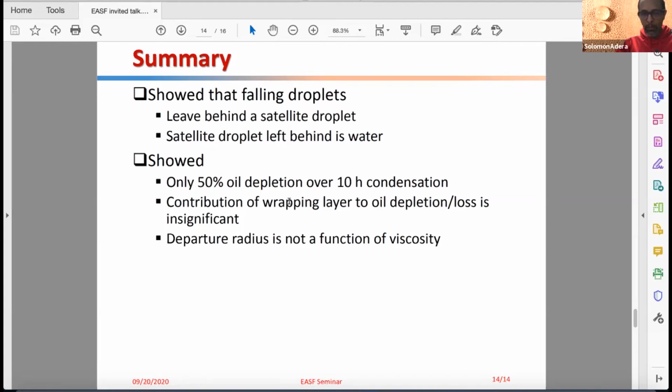And one important result that this work shows is that the wrapping layer, which is oil spreading on the water, doesn't have much importance in terms of the rate of oil depletion. Its contribution is minimal, if not none. And we saw a departure radius for different viscosities in the previous slide. It's the same. It's independent of the absence or presence of a spreading layer or the viscosity of the oil.